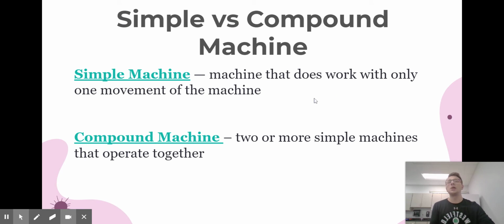Okay, so a couple different types of machines. There's simple machines and compound machines. The simple machine would be doing work with just one movement. So like the hammer, you pull, it does the work, right? You pull on the hammer, it lifts the nail up. So that would be a simple machine. A compound machine is going to have two or more simple machines that operate together.